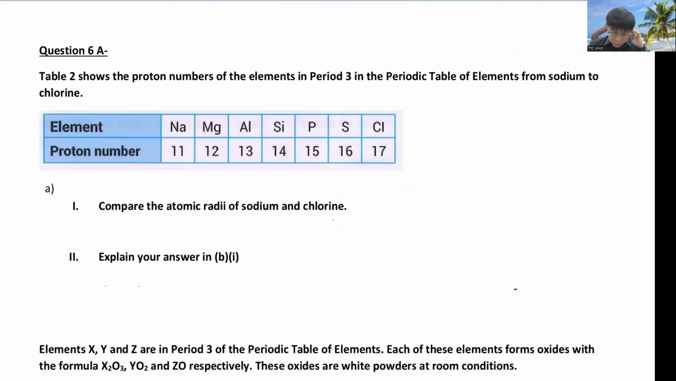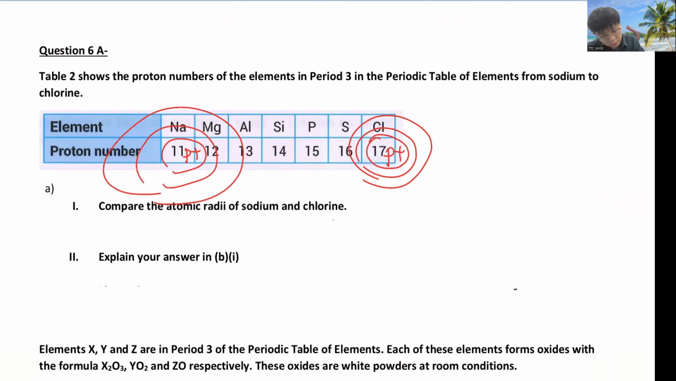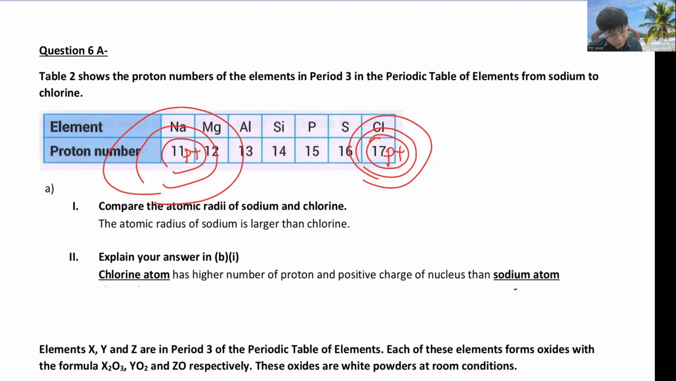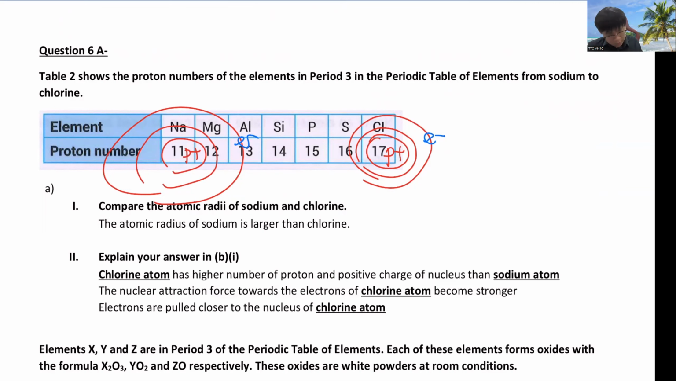Then we try one actual question. This is a similar question. Now they want you to compare the size of sodium and chlorine. Sodium has 11 protons, chlorine has 17 protons. Of course, chlorine has the stronger force and sodium has the weaker force, so sodium is bigger. I need to explain the reason why. Because chlorine has more protons in the middle, the force to attract electrons is stronger, so all the electrons will be pulled closer to the nucleus. So this is smaller.